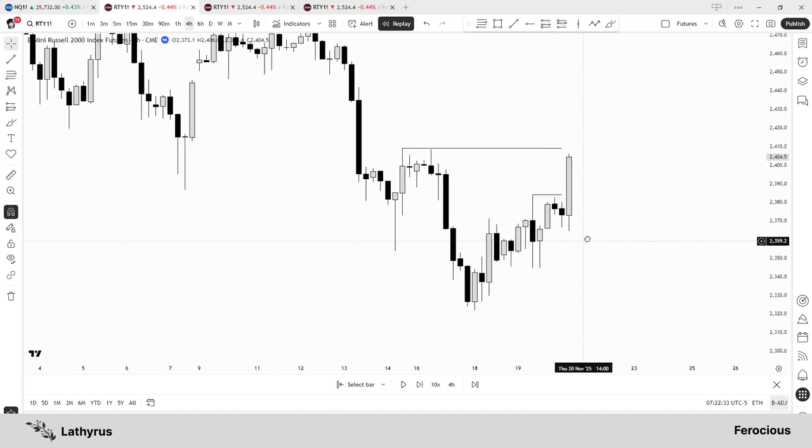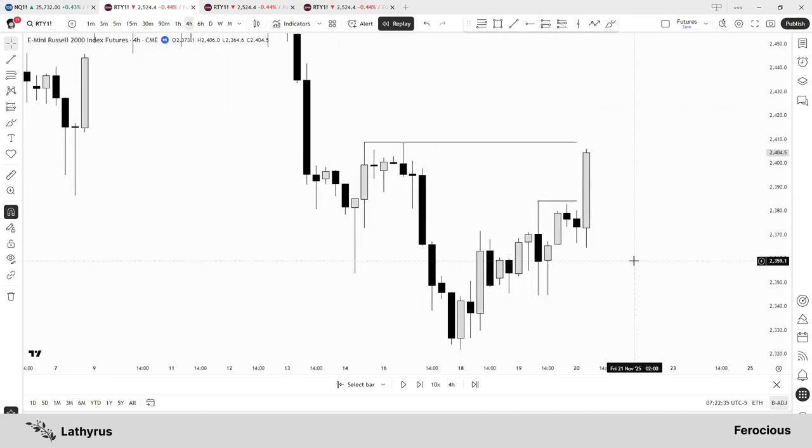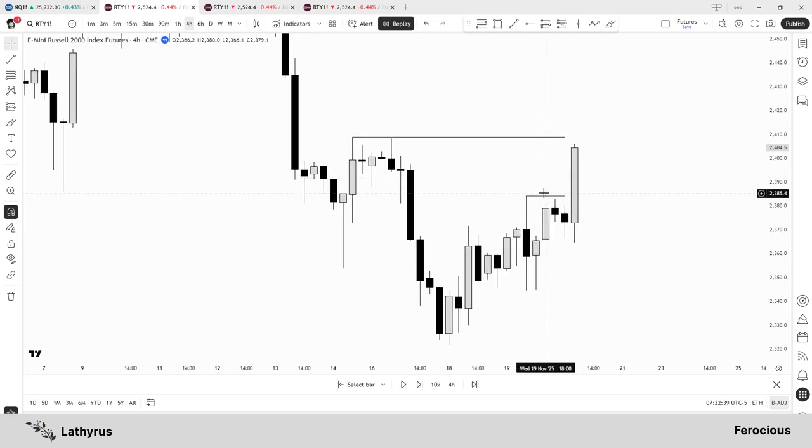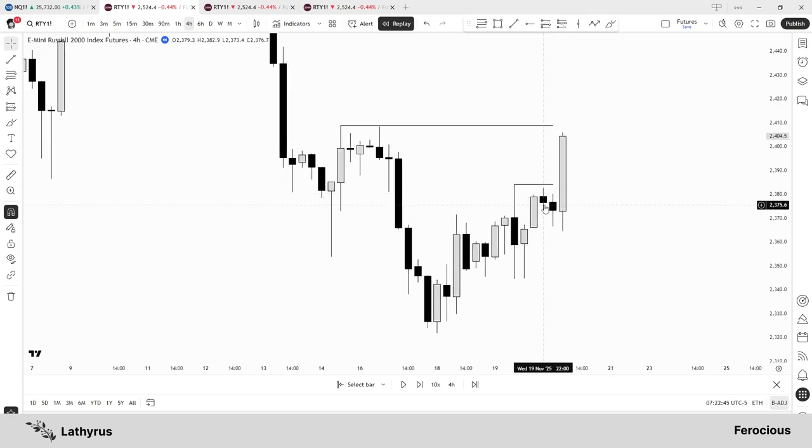So now let's go over the second example. This is basically the same example, same logic I applied here. We have those relative equal highs on the 4-hour. We are forming an internal to external potential move, but we are trading and approaching this relevant high.